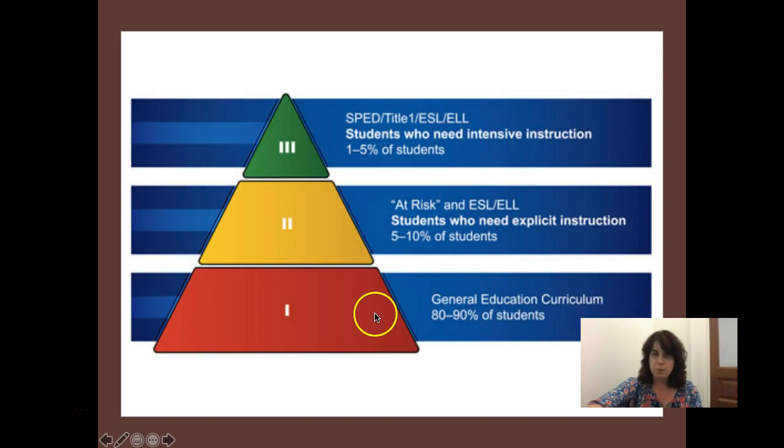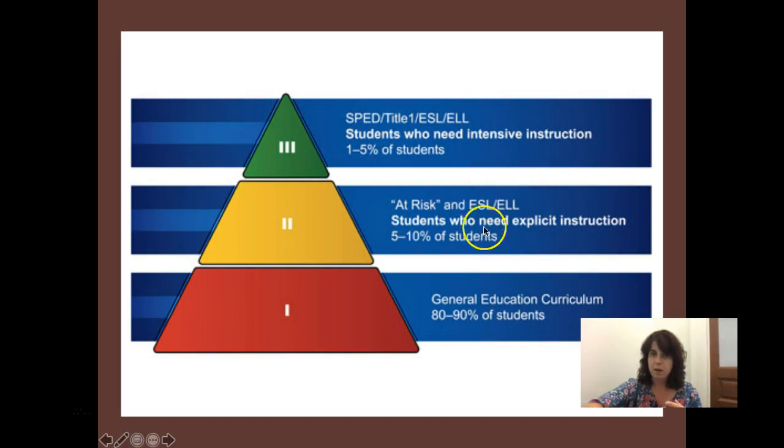If they don't seem to be working and being successful in that tier, you can move them to a second tier, which is showing at risk. These are students who need explicit instruction. That might be something little that you might do. 5 to 10% of students might require this more explicit instruction or some interventions in order to be able to access that general education classroom.